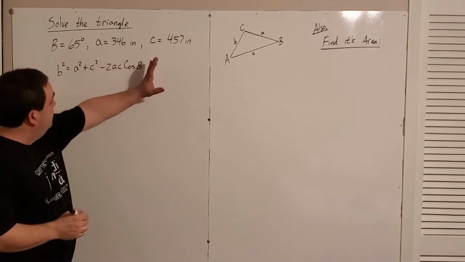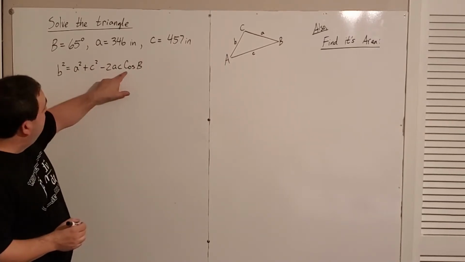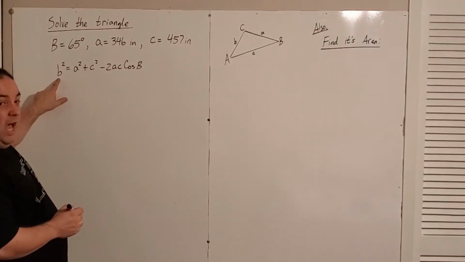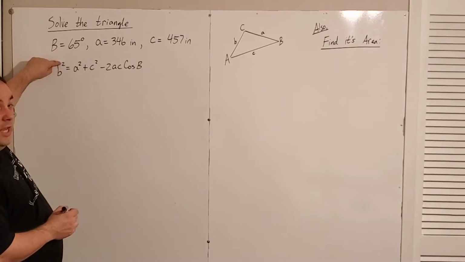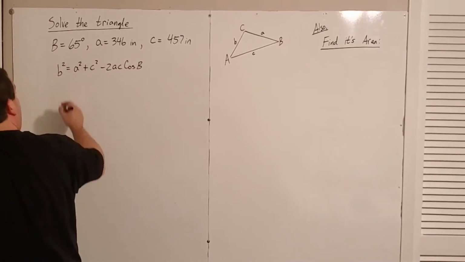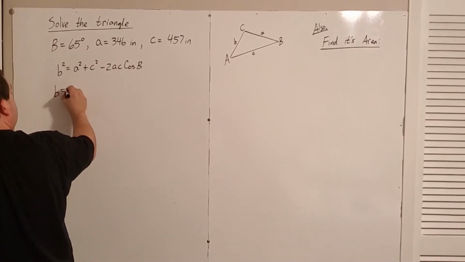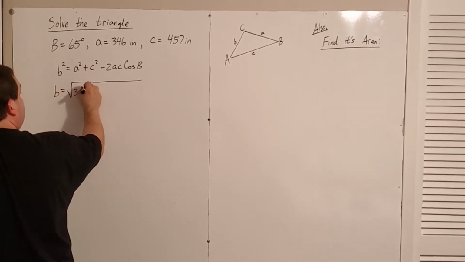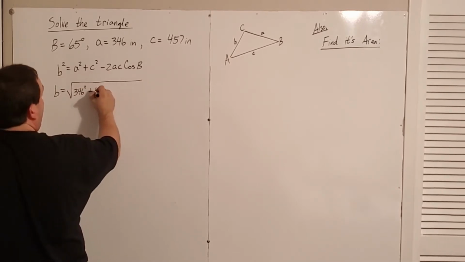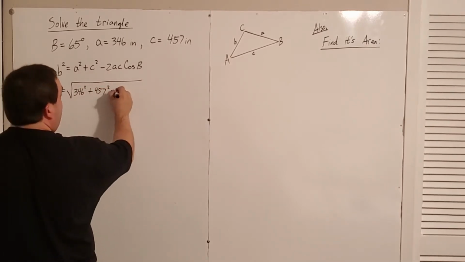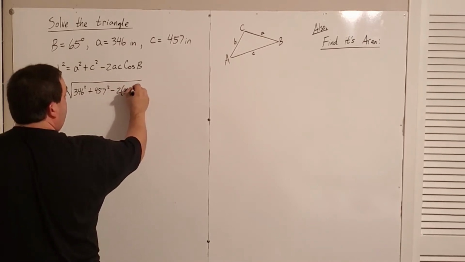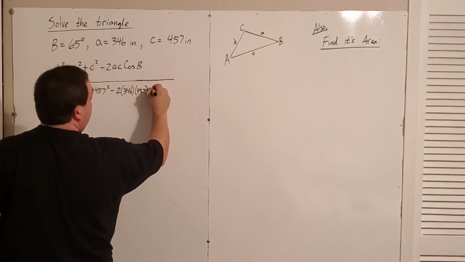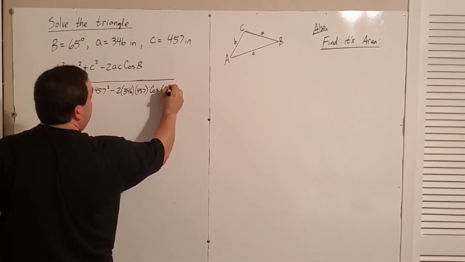And it's already all set up. All I need is little a and little c and angle big B, right? And then I can just crunch what side B is. It's squared here, so I'll actually have to square root both sides. But look, here's the setup. Square root 346 squared plus 457 squared minus 2 times 346 times 457 times cosine 65 degrees.